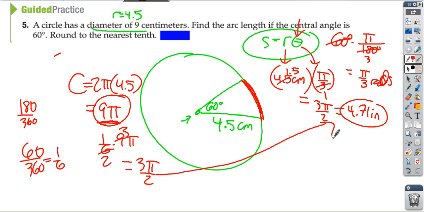So that's two different ways to do it, either using the formula or reasoning it out based on the idea of circumference, and that is section 12.2.